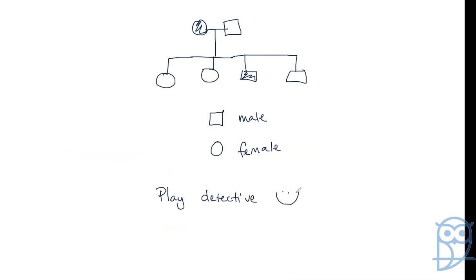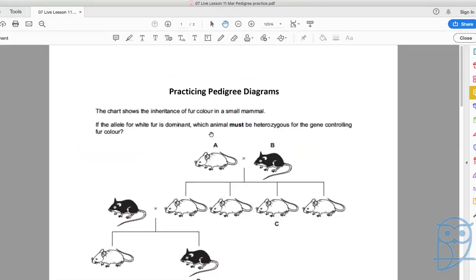Right, so what we're going to do is work through some paper questions of these, because while Punnett squares are very easy for me to draw off the top of my head, pedigree diagrams take a little bit more thought and planning. So let us take this to a different screen. Okay.